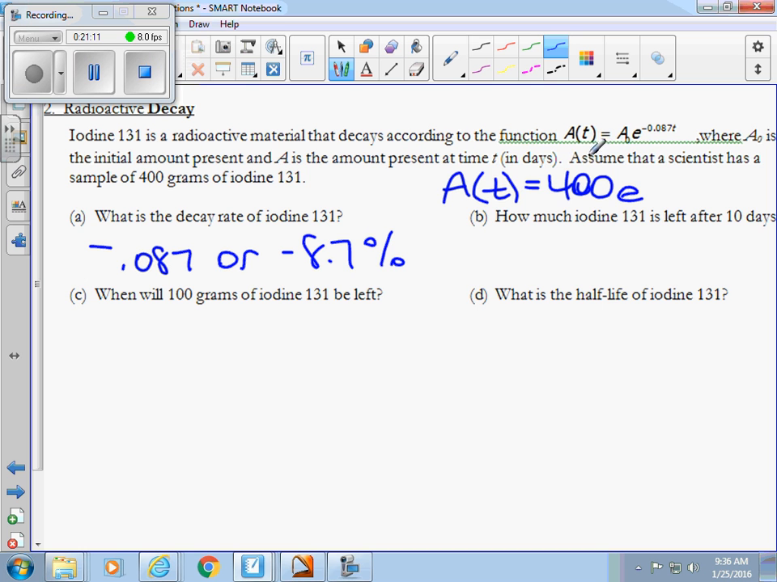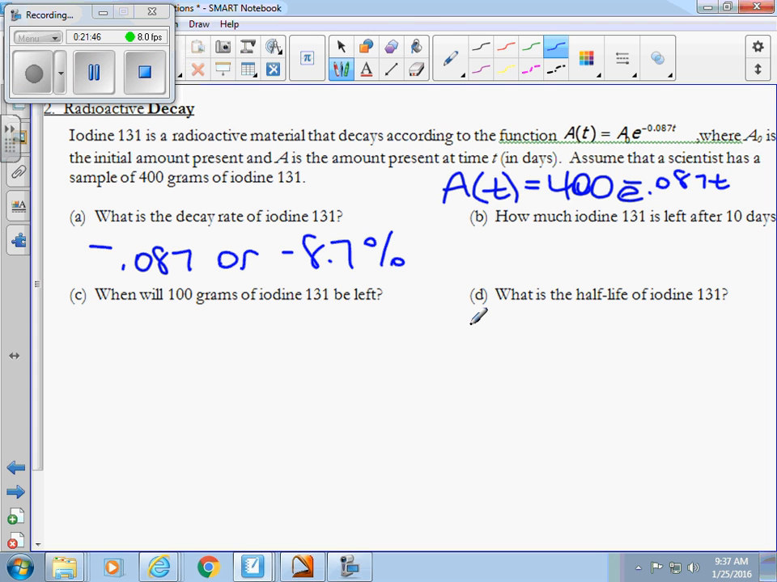Could they have left the formula completely off and just given us the rate and the initial amount? You can see eventually they probably will do that and just give us the rate and the initial amount, and then we'll have to fill in the rest. But so how much iodine 131 is left after 10 days? What am I going to do? Say that again. Table and put 10 in for t.